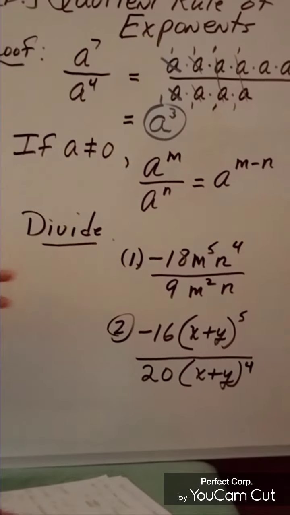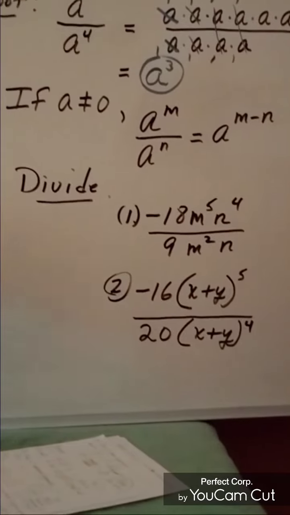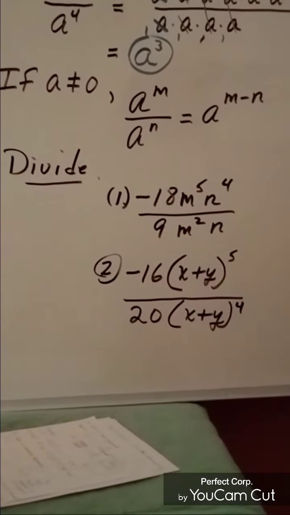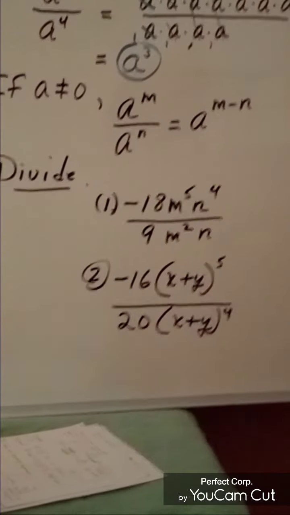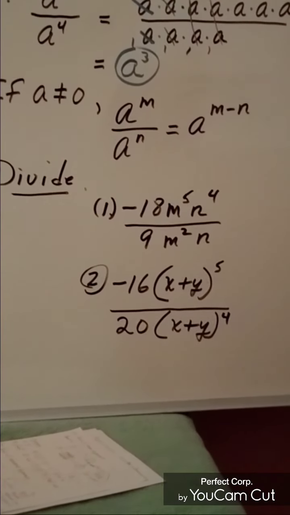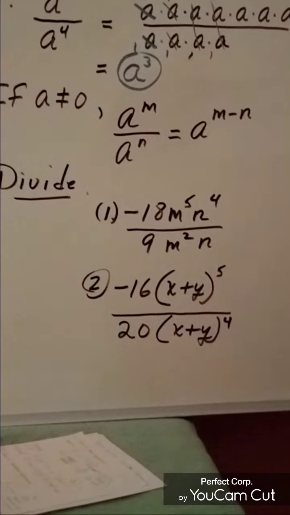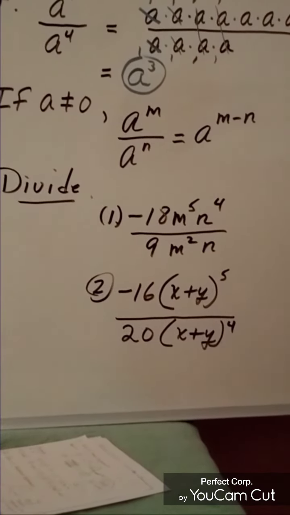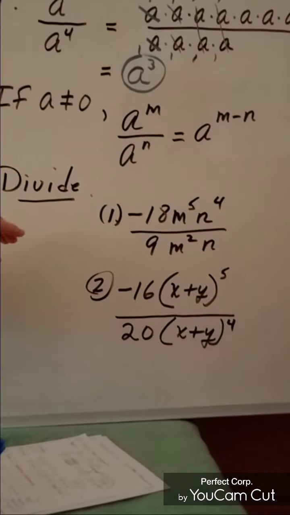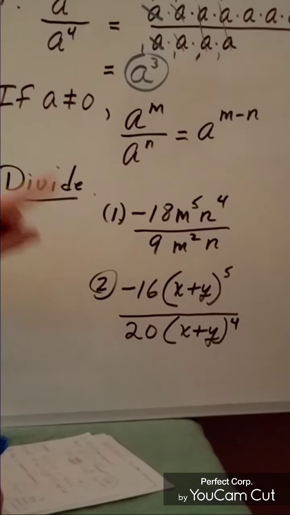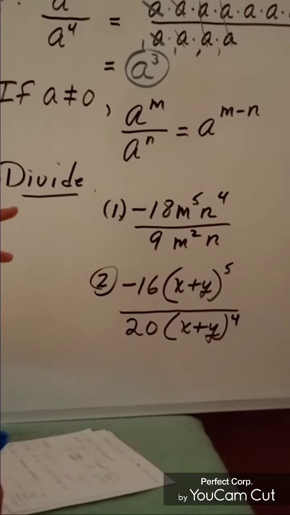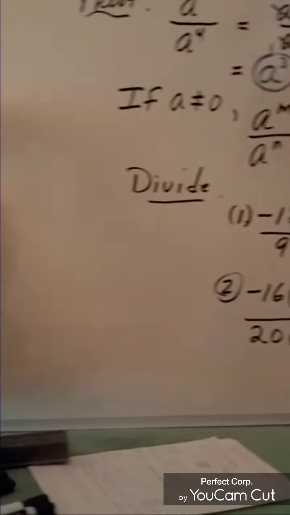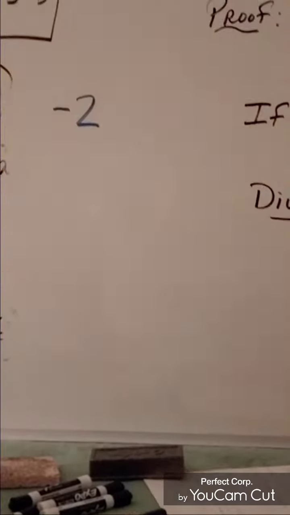Let's look at just a couple of quick little examples. I'll write it over here. Number 1, negative 18m to the 5th n to the 4th divided by 9m squared n. I'm not going to break it up into sections. I don't believe it's necessary, not at this point. Start with the coefficients, divide. Negative 18 divided by 9 is negative 2.